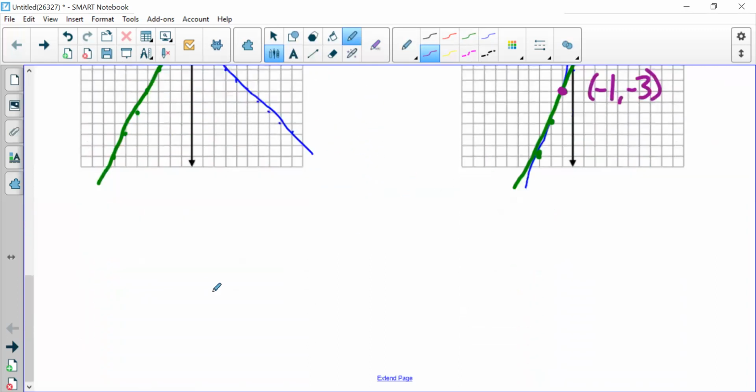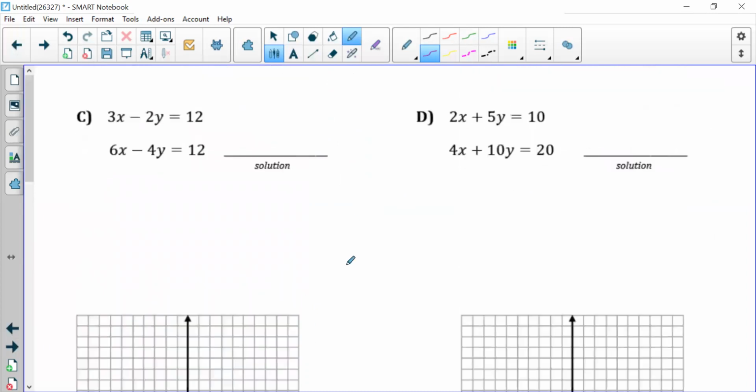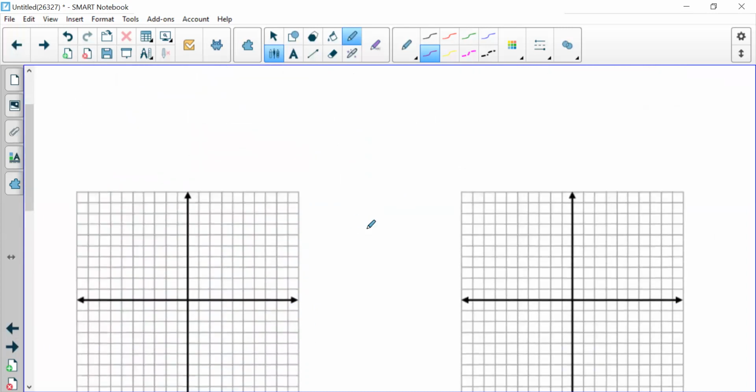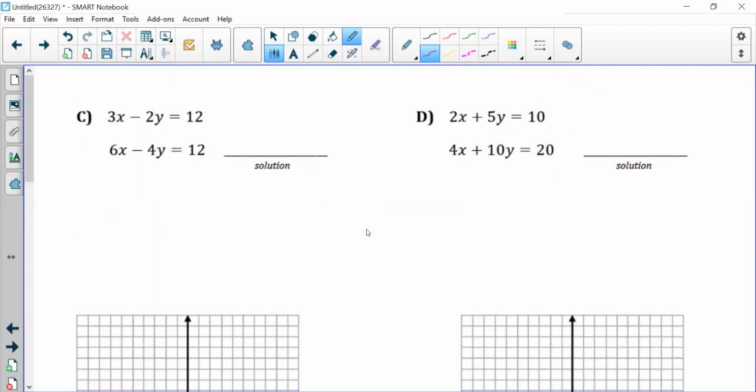All right, let's flip our page over. We're going to graph some more. Oh, we have standard form. How do we graph from standard form? All right, well, you have a couple of choices. Choice number 1 is we can convert it to slope-intercept form, right? So let's do that with example C.